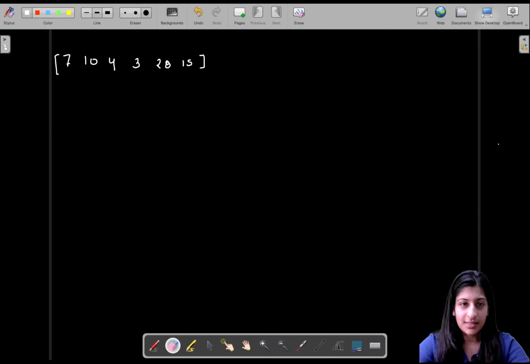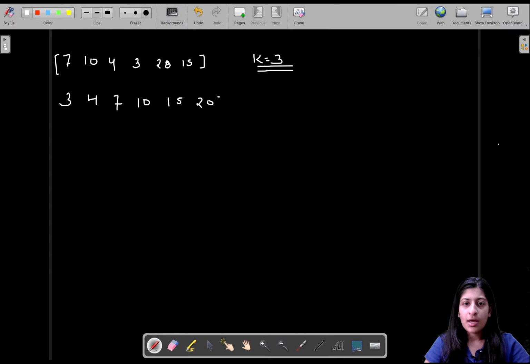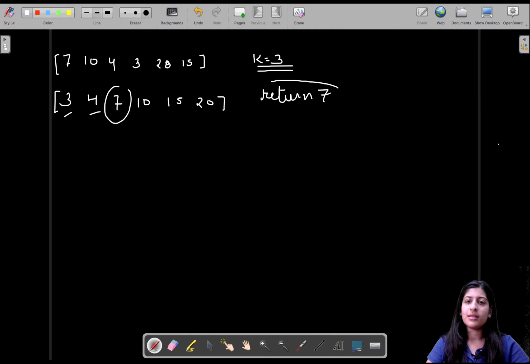So this is your test case here, which I have written right here. Let's understand this problem in this way. You are given k as 3. You want to return the third smallest element. So what do you mean by third smallest element? Let's assume this array was sorted. The sorted form of this array would have looked something like this: 7, and then 10, 15 and 20. If k is 3, that is the third smallest element, what would you return? This is your first smallest element, this is your second, this is your third smallest element. So you want to return 7. That's your third smallest element.